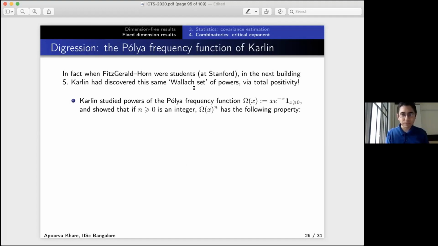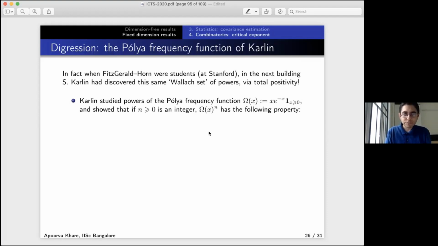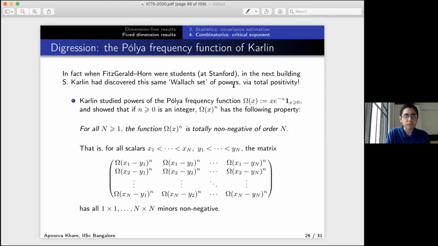So this kind of set has shown up in a bunch of places, but in fact it showed up in matrix theory. As I said, it showed up in matrix theory in 1977. It showed up in matrix theory 13 years before that. When FitzGerald and Horn were students at Stanford in the 1960s, in the very next building in the statistics department, Sam Karlin had discovered the same set of powers via total positivity. Okay, so maybe I will skip this in the interest of time. But what Karlin showed was that there is a certain Polya frequency function whose powers are totally positive or totally non-negative.